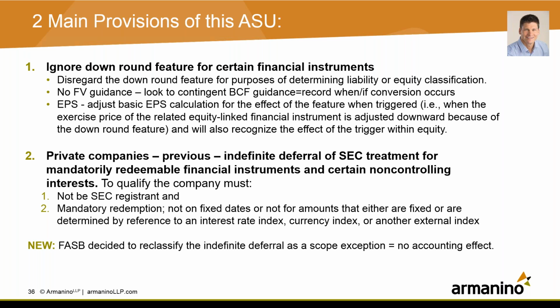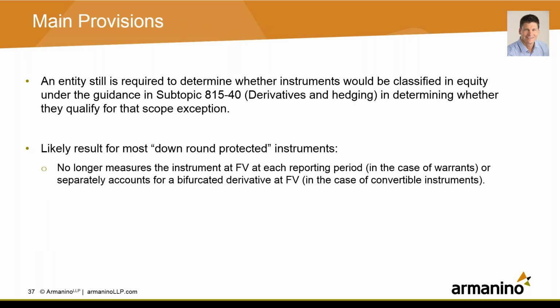So it won't change the accounting, but it just changes the way this is written in the code, and I would expect that FASB is not going to revisit this anytime soon. So those of you that are private companies, you can continue to keep your preferred stock that doesn't have a fixed redemption date outside of that mezzanine or liability treatment.